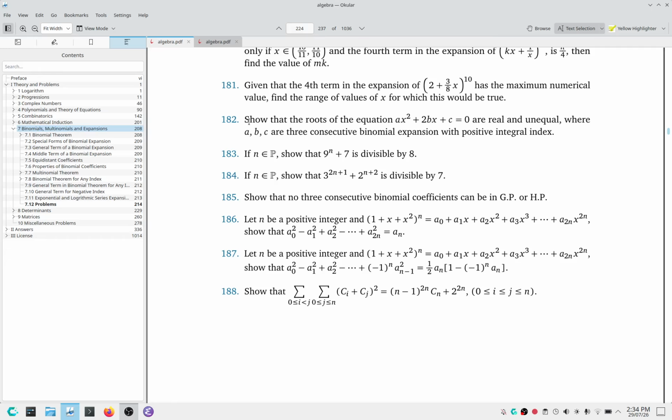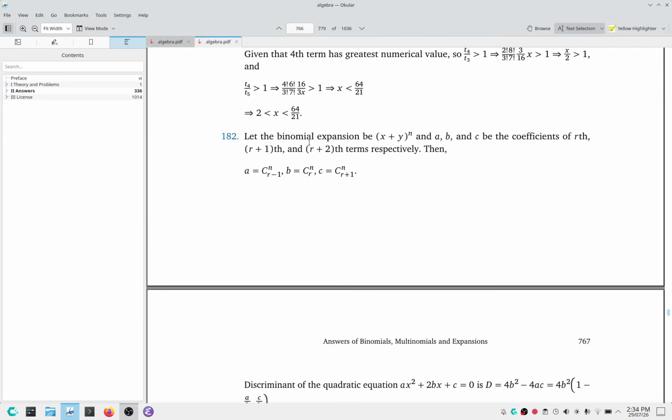Question 182 says that show that the roots of the equation ax squared plus 2bx plus c equals 0 are real and unequal, where a, b, c are three consecutive binomial coefficients with positive integral index. So we let the binomial expansion be (x + y)^n, and a, b, c be the coefficients of the r-th, (r+1)-th and (r+2)-th terms respectively.